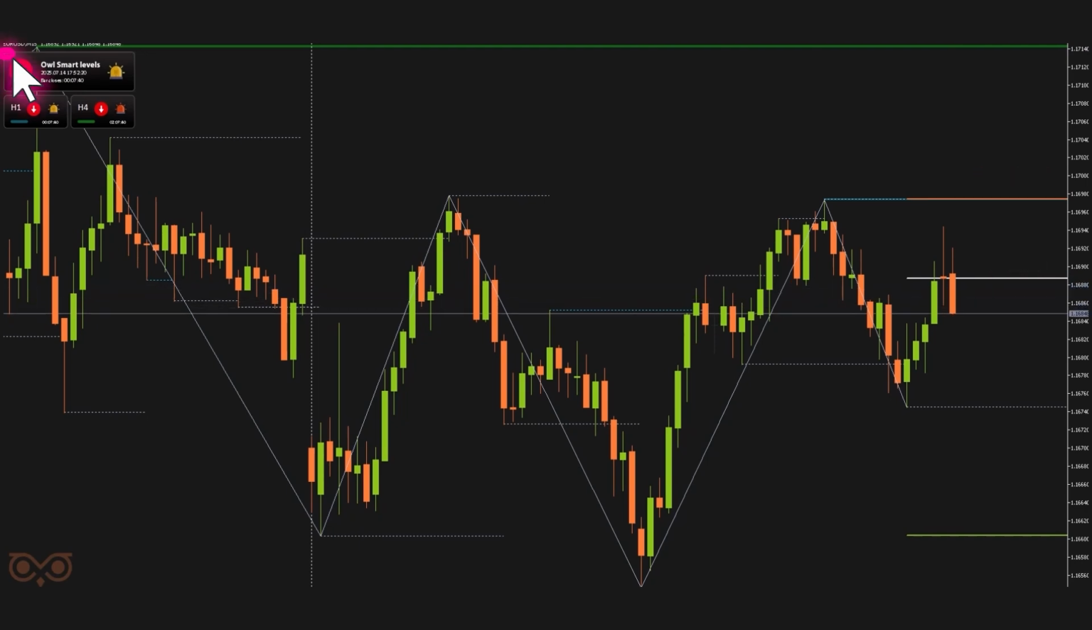The last but not least important element of Owl Smart Levels analysis is filtering by higher timeframes. One of the most common mistakes traders make is opening a trade when the higher trend is going against them. The indicator helps to avoid this.